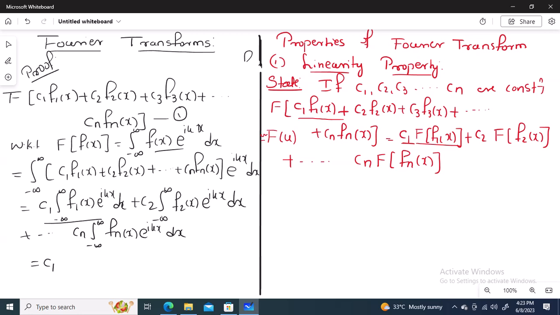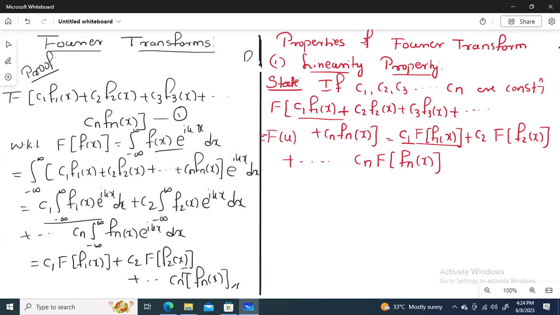So what happens? C1 into integral f1 of x e power iux dx. The integral of f of x e power iux dx is the Fourier transform of f of x. It is the definition of Fourier transform. So instead of f we have f1. So we get c1 into F of f1 of x plus c2 into F of f2 of x, etc., cn into F of fn of x. So this is how we prove the linearity property with respect to the Fourier transform.